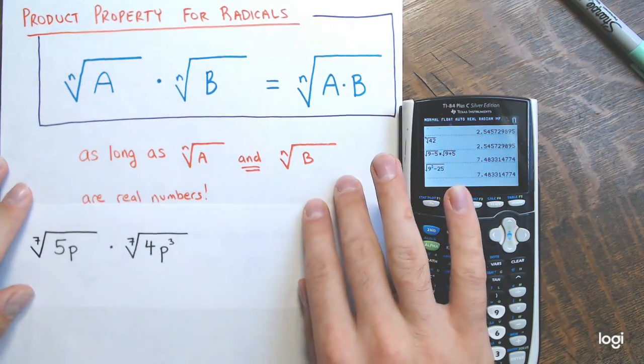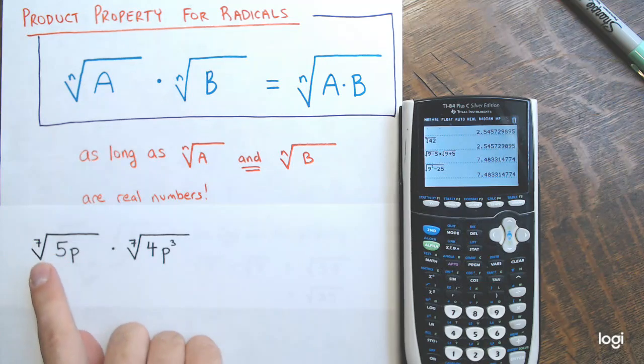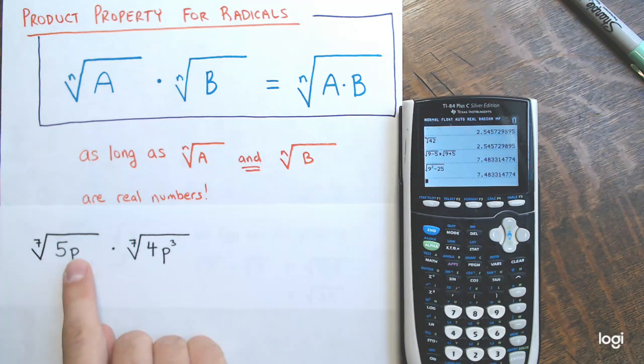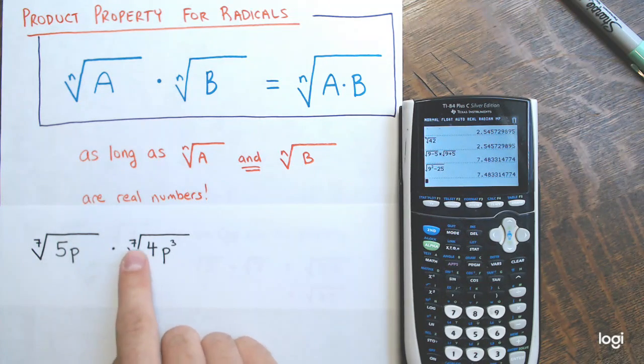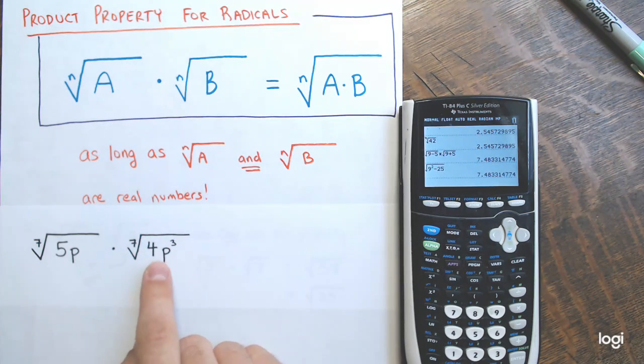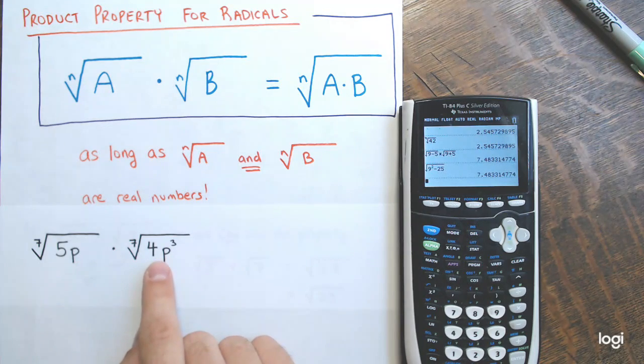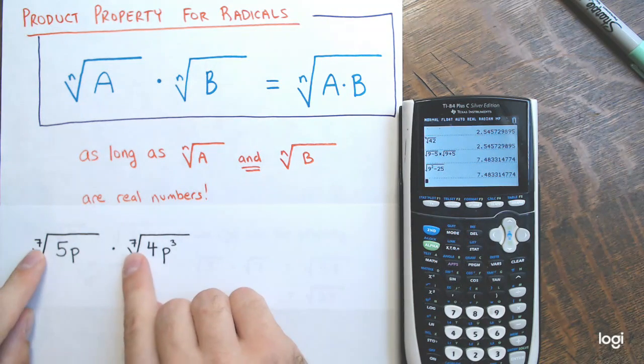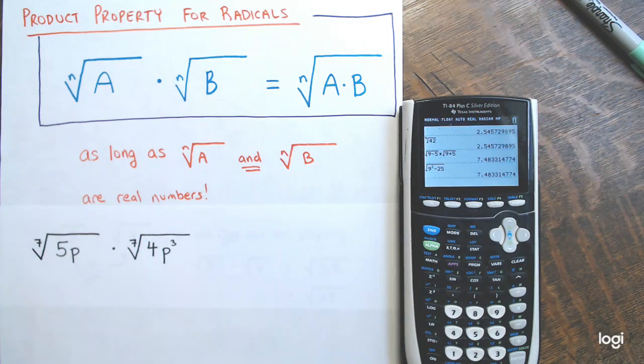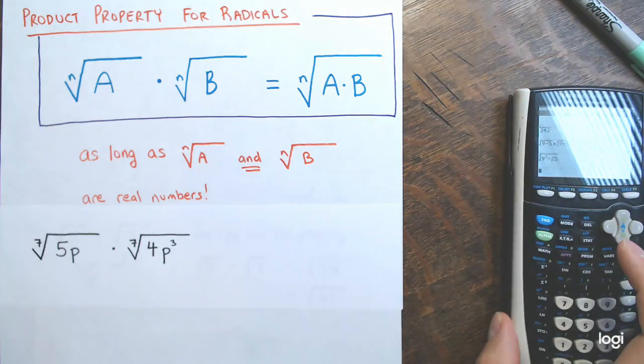But this one's easier. I have the 7th root of 5 times p times the 7th root of 4 times p cubed. Right, so the radicand of this radical is 5p. Radicand of this radical is 4p cubed. But notice now that these are odd roots. And you can take odd roots of any number. So the radicands can be any number.